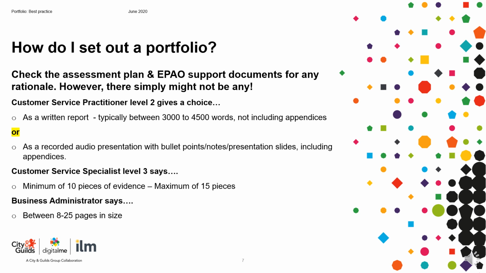Customer Service Practitioner Level 2 gives apprentices two choices on how to build a portfolio. The first choice being as a written report, typically between 3,000 to 4,500 words, and the second choice being as a recorded audio presentation with appendix. Customer Service Specialist Level 3 says a portfolio must have a minimum of 10 pieces of evidence and a maximum of 15 pieces. The Business Administrator Level 3 says a report between 8 to 12 pages as a minimum and a recommendation of 25 pages as a maximum. Please check individual assessment plans for guidance.